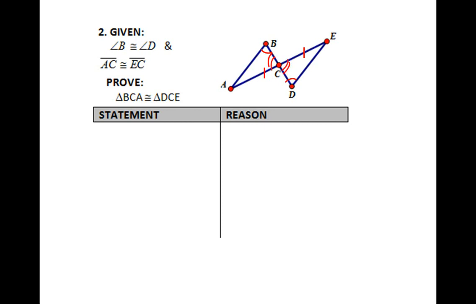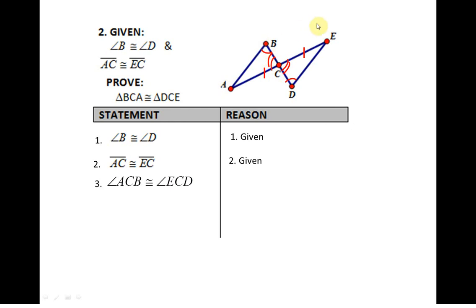So I start to write my proof. I have my given, my reasons given. That was told to me. Again, I have my other given. It was given to me. I now know that angle ACB is congruent to angle ECD.